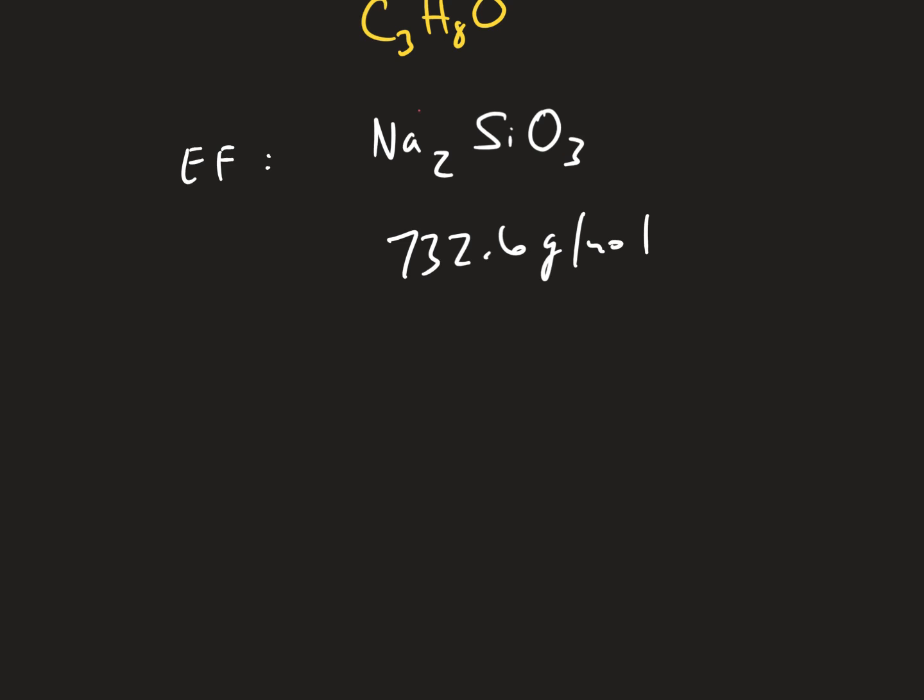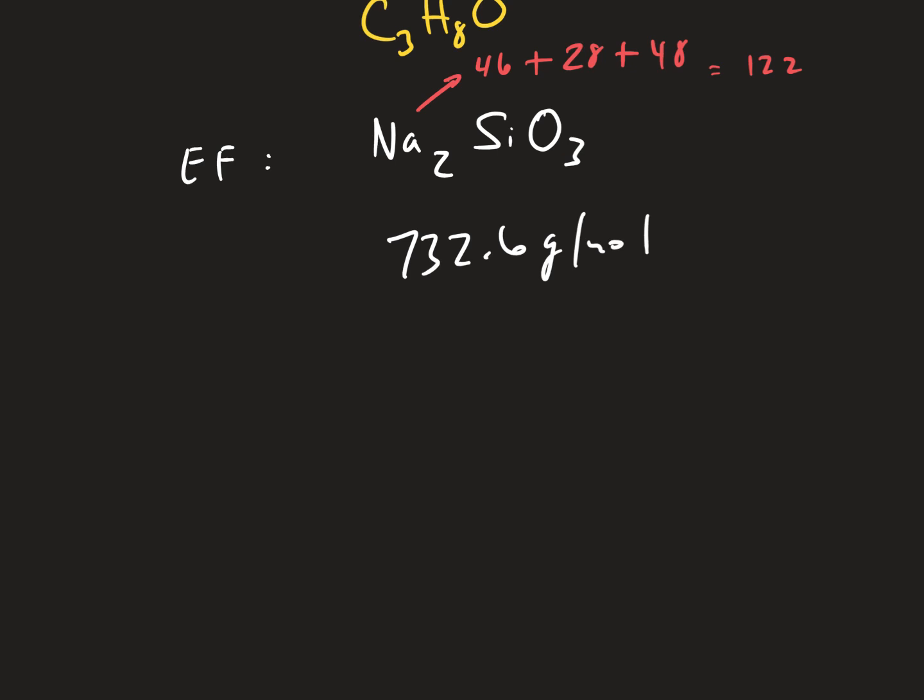For sodium, it's 23. I might be guessing wrong. So is it 23? 23 times 2, that's 46, right? Silicon, what's that? I don't know that one. 28. And oxygen is 16 times 3, that's 48. So this has a molar mass of 80, 94, 102, 122. Did I do my math right? So 122 grams per mole.